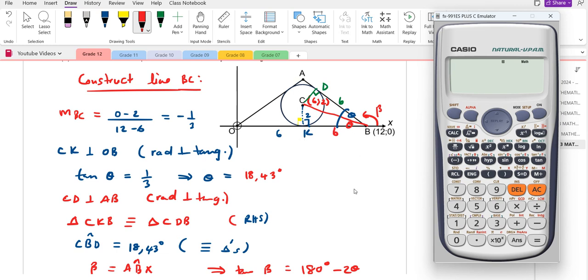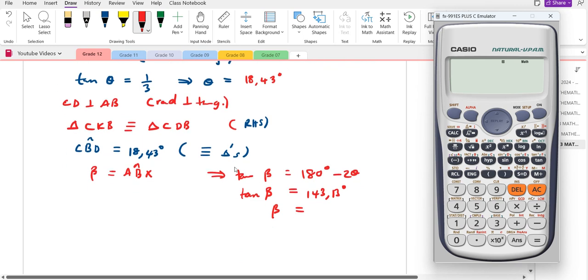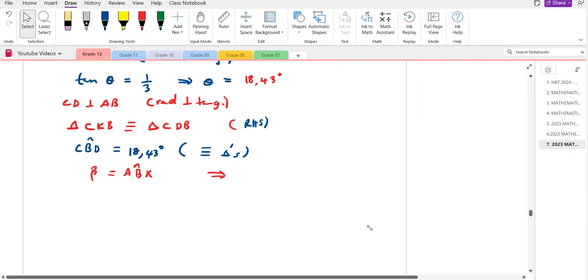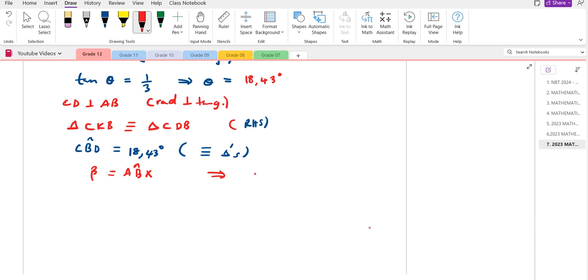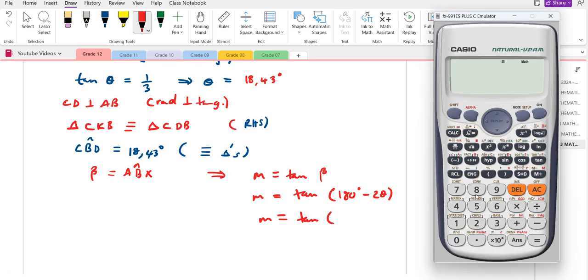Okay, let's try something here. The angle on the outside is beta. Ah man, why am I writing this? This is incorrect, right? So it should be tan beta is equal to the gradient. Remember, gradient is equal to tan beta. So tan of 180 minus 2 theta is equal to the gradient. That's what we're trying to find. That's the gradient. So m equals tan of 143.13.